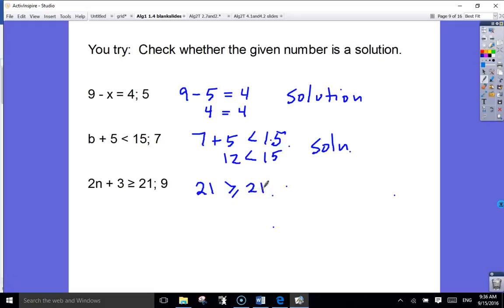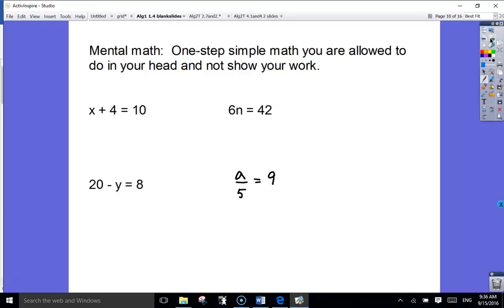The or equal to part picks it up, right? What if you forgot the or equal to part? Then you got the wrong answer. Attention to detail. Okay, mental math.